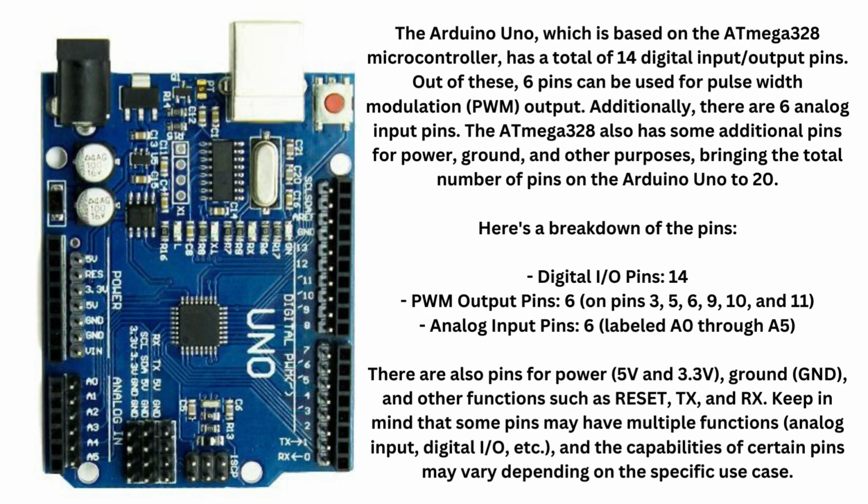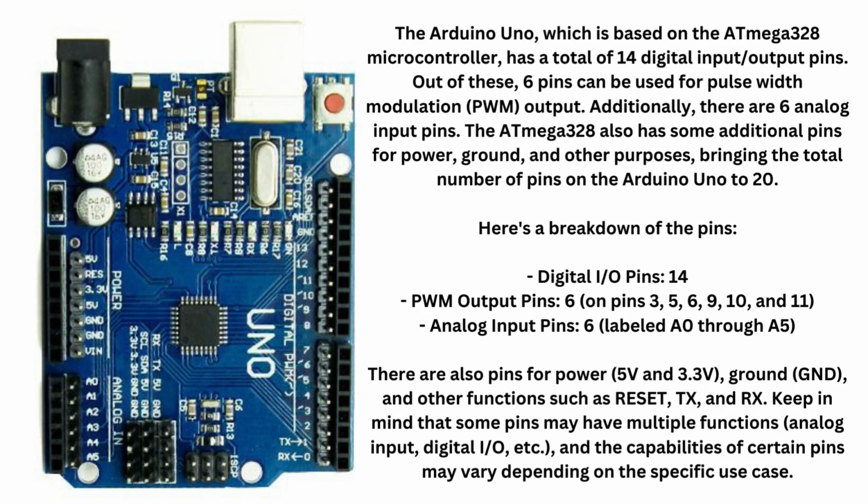Here's a breakdown of the pins. Digital I/O pins: 14. PWM output pins: 6, on pins 3, 5, 6, 9, 10, and 11. Analog input pins: 6, labeled A0 through A5. There are also pins for power: 5V and 3.3V, ground, GND, and other functions such as reset, TX, and RX.